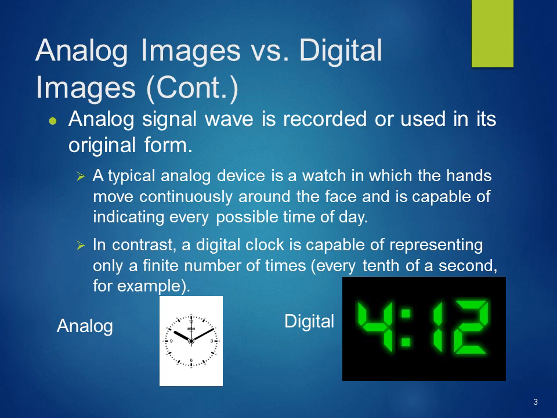So this is kind of the difference between an analog watch, which can represent every possible time of day and uses its hands to continuously move around the face, compared to digital, which only represents a certain number of times. So usually every 1/10 of a second, for example.